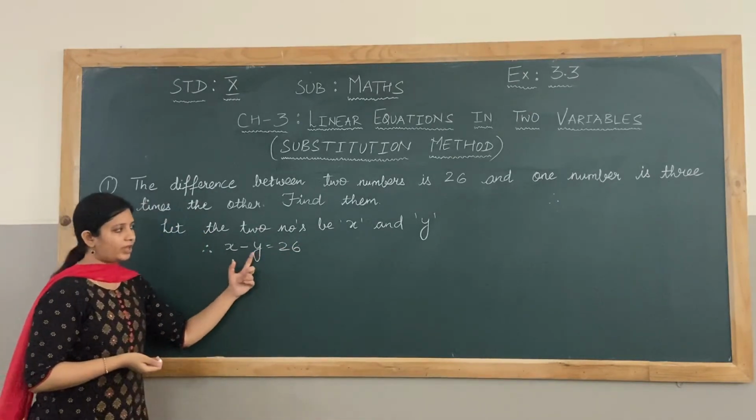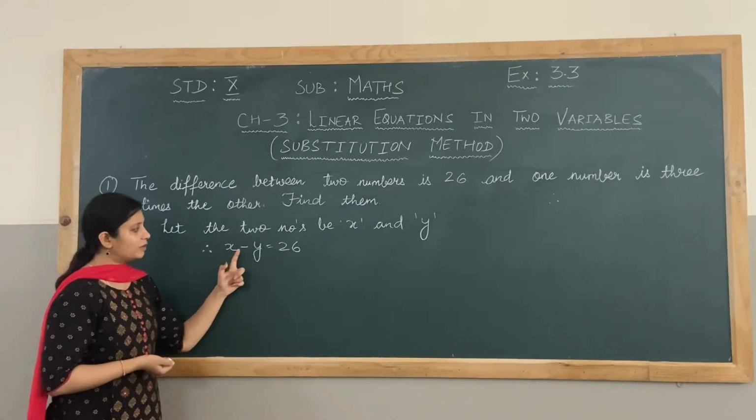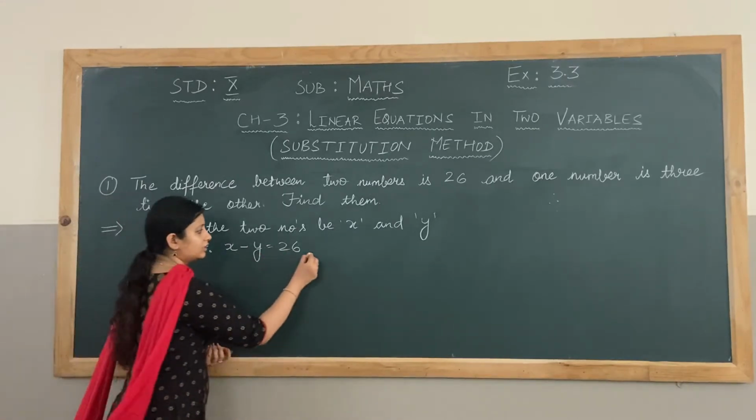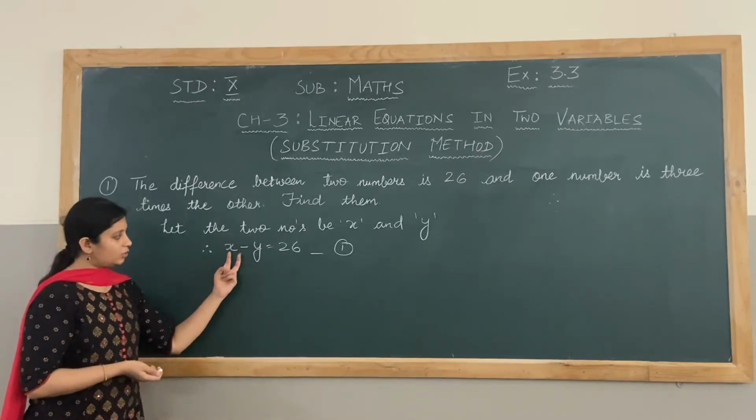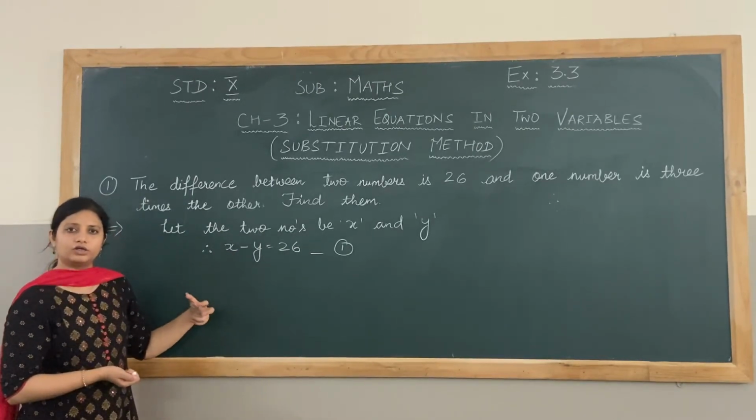Difference, whether x or y, the operation is minus. So x minus y is equal to 26. This is my equation 1. Already I have formed equation 1. But you can see you are having two variables. So you require two equations.